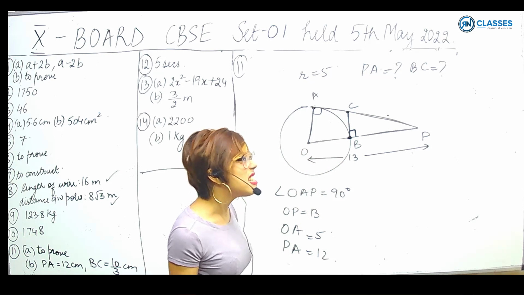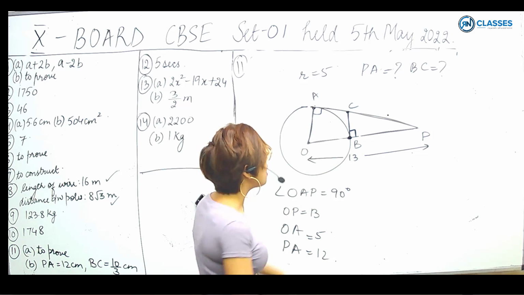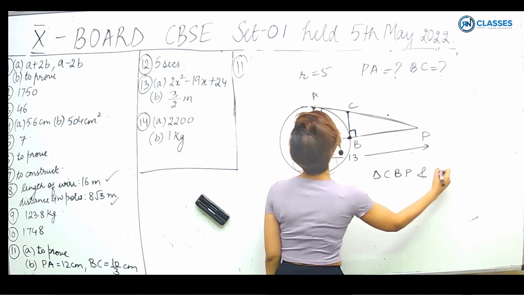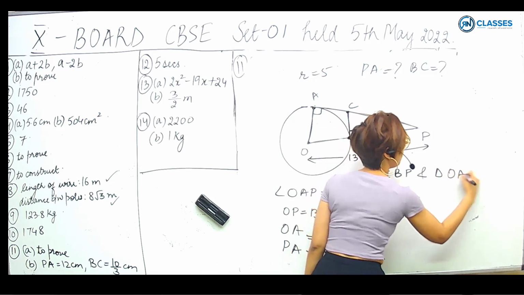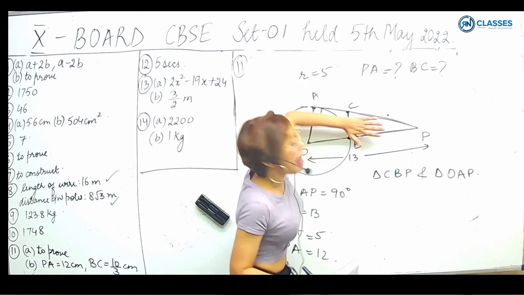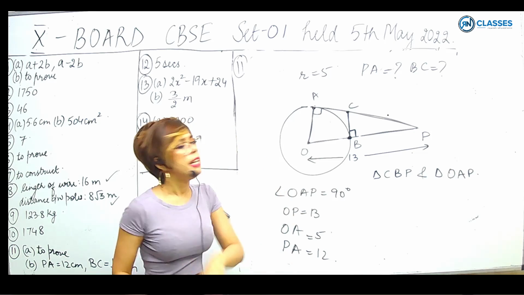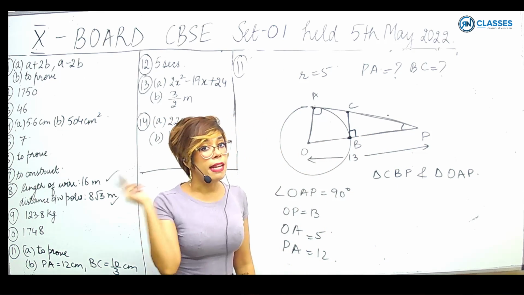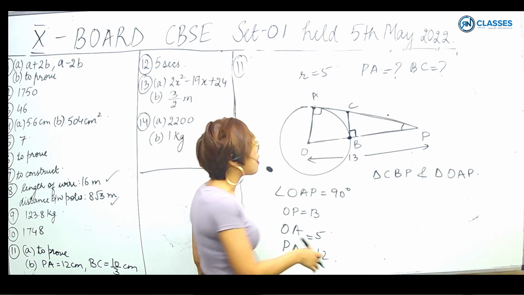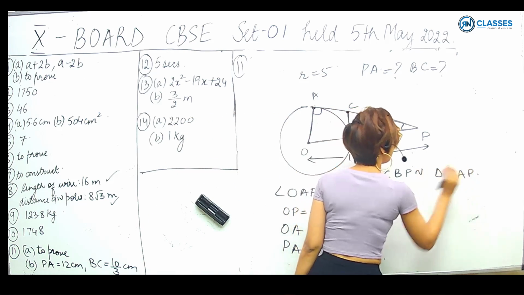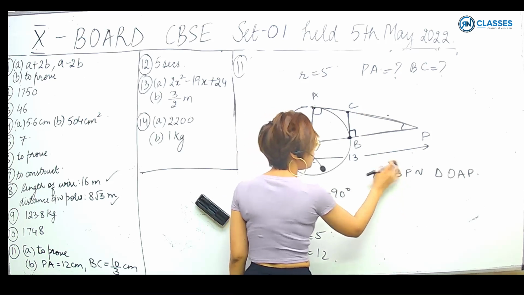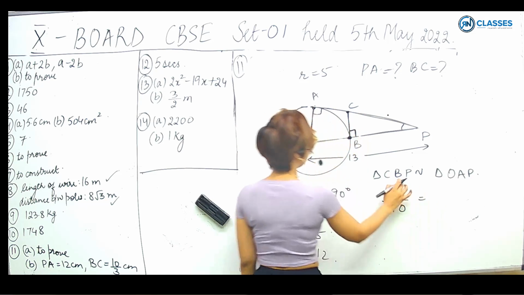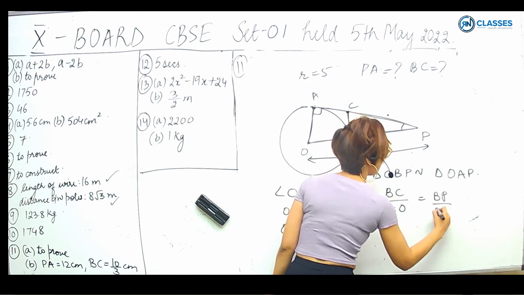Can you see similar triangles? Let's see. Consider triangle CBP and triangle OAP. This tiny triangle and the bigger one. Do you think they are similar? Let's see. 90, 90 and P is the common angle. So by double A similarity rule, yes, these two triangles are similar. Now I want BC, right? So BC by OA, AO, is equal to BP by AP.